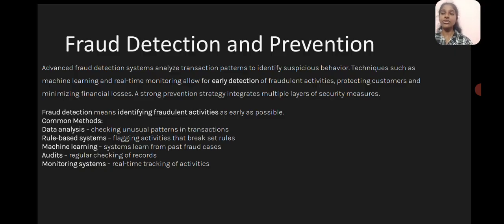So the common methods to identify fraud and prevent it are, first of all, data analysis, which is more important. First, checking unusual patterns in the transactions; rule-based systems, like flagging activities that break set rules; machine learning, where systems learn from past fraud cases; audits, like regular checking of records; and monitoring systems, real-time tracking of activities. This is how fraud detection and prevention could be done.